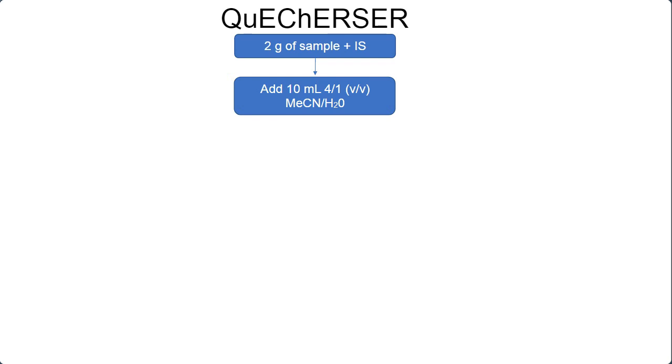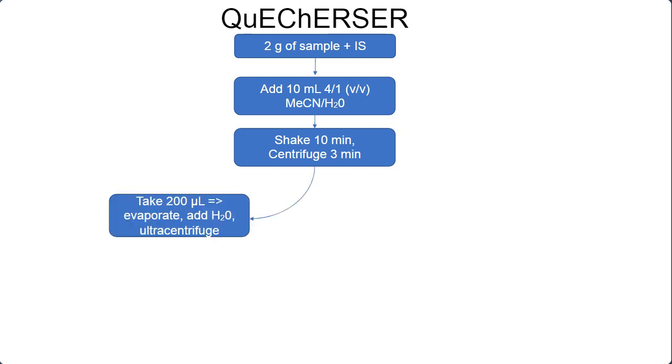And then the procedure is very similar to QuEChERS. We shake for 10 minutes, we centrifuge for 3 minutes, and then we take a 200 microliter aliquot of this extract, evaporate it down with nitrogen, add LC aqueous phase, and ultracentrifuge. What ultracentrifuging does here is help to precipitate some co-extractive materials, and it works as a cleanup.